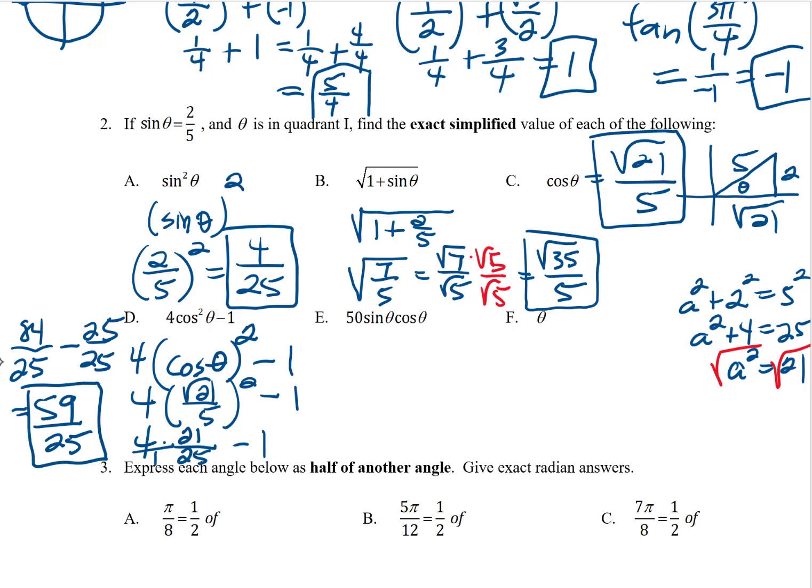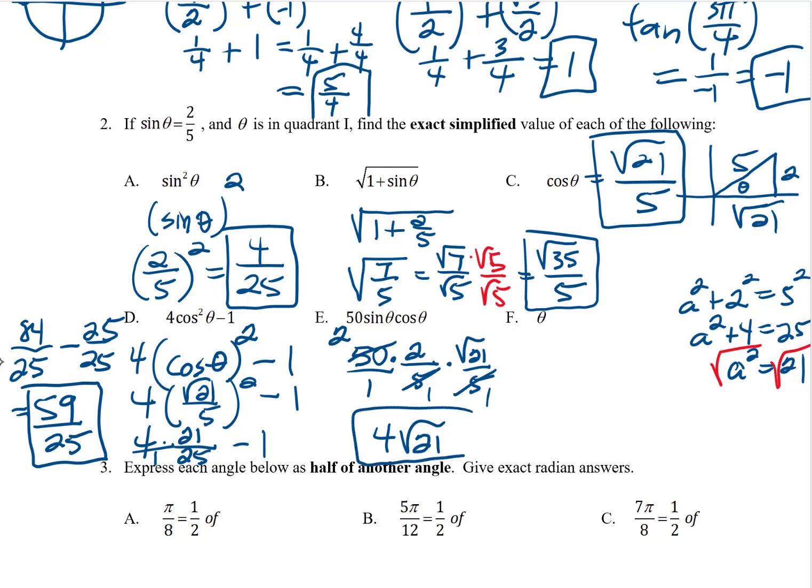Letter E, looks like just some substitutions here. I have the number 50 times the sine ratio, 2/5, times the cosine ratio, root 21 over 5. I do have some canceling this time. 5 times 5 is 25, and that 25 will go into this 50 twice. I don't even have any denominators left, so the final answer here is just 4 root 21. That 2 times 2 makes the 4, root 21 in the square root, and I'm done.